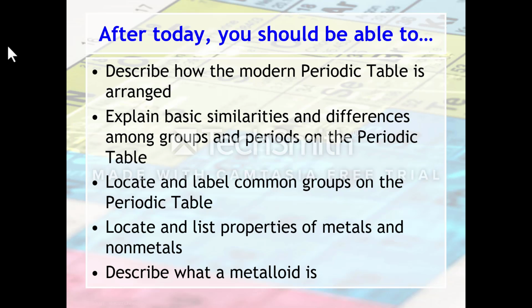So here's our goals after today's lesson. We're going to describe how the modern periodic table is arranged. And we're going to talk about some of the similarities and differences among the groups and the periods on the periodic table. Locate and label common groups on the periodic table. We're going to talk about the properties of metals and nonmetals. And we're going to talk about what a metalloid is.